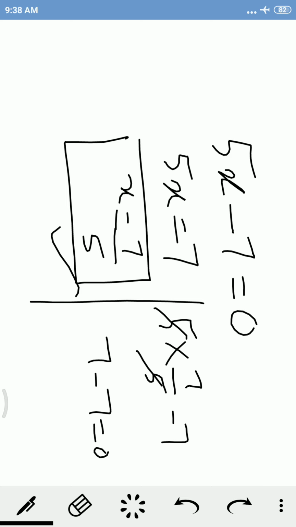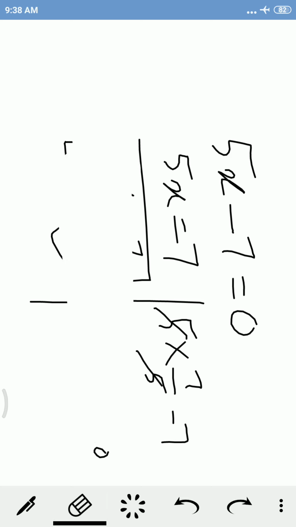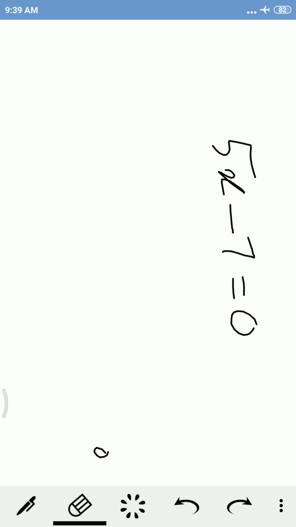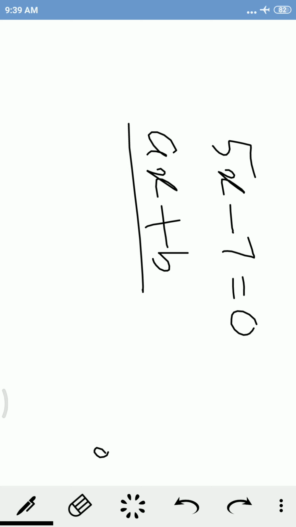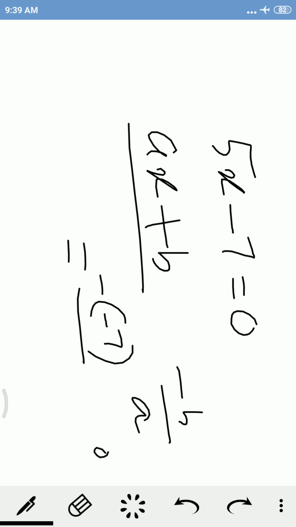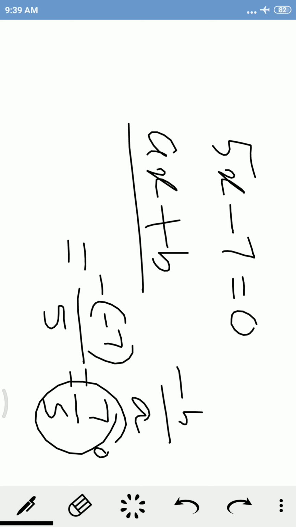And we can compare this example with the general form also. When we compare it with the general form ax plus b, its zero will be in the form minus b upon a. So here the value of b is minus 7, so minus of minus 7 upon 5. So its zero will be 7 upon 5.